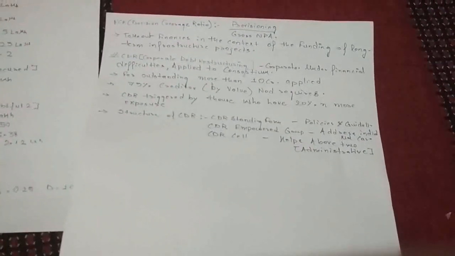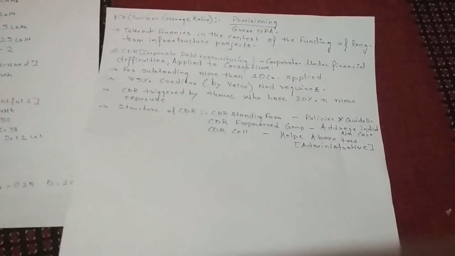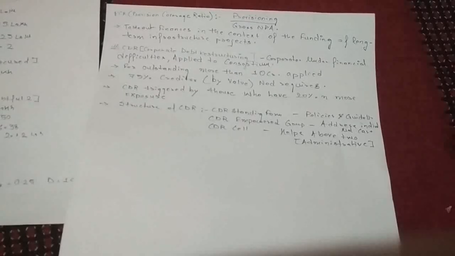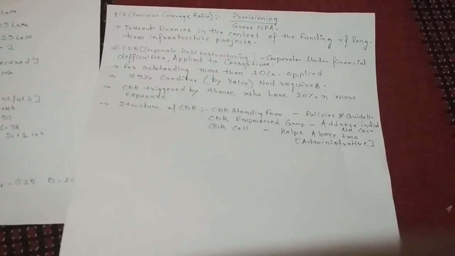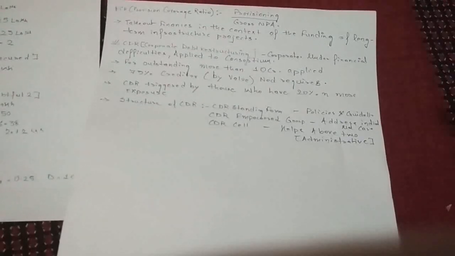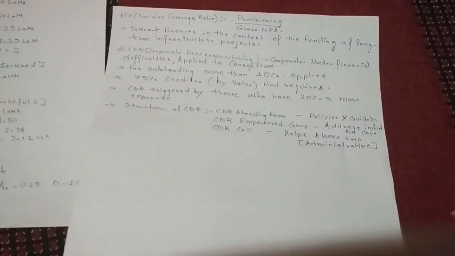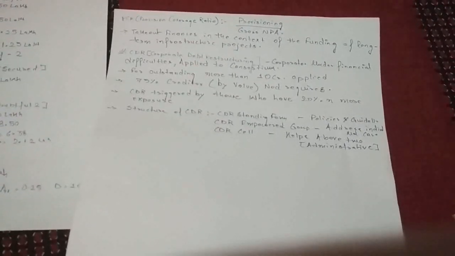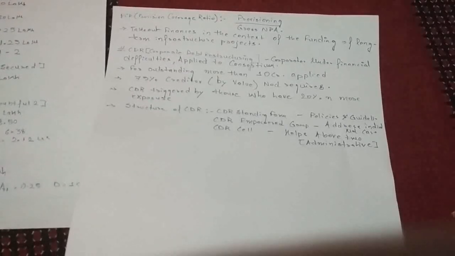Now, next, the corporate debt restructuring. So what does it mean? It's applied first on consortium loans, and to corporates under financial difficulties. This CDR mechanism helps to make the business profitable again for the particular borrower through consortium lending, and it is applied only to consortium lending. For outstanding of more than 10 crore, only then is CDR applied.